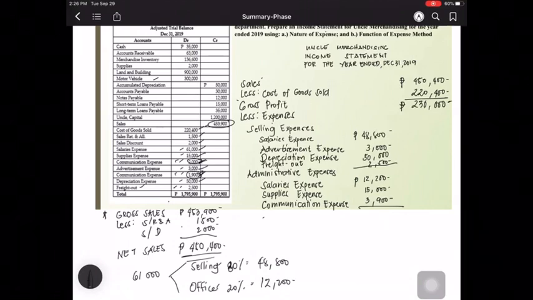For your total selling expense, that's 48,800 plus 3,000 plus 50,000 plus 2,500. So we have a total selling expense of 104,300. On the other hand, the total administrative expenses should be 12,200 plus 15,000 plus 3,900. So this is 31,100.